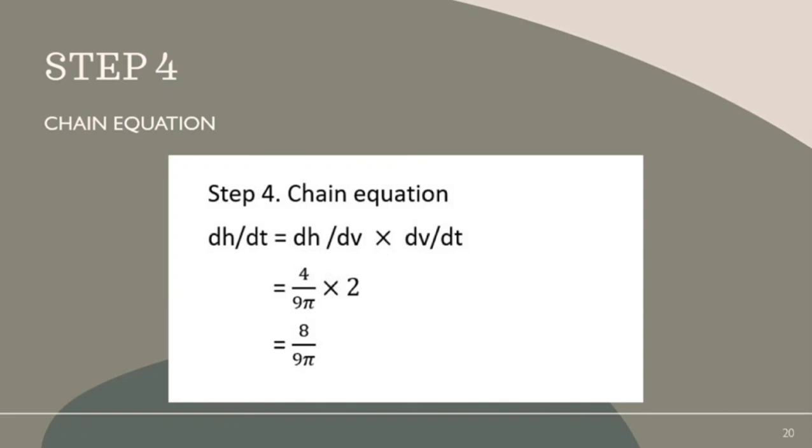And after that, we substitute the answer. But do we have dH over dV? No, we just have dV over dH. So what to do? Turn it upside down. So from 9 pi over 4, we get 4 over 9 pi. Times by 2, and we get 8 over 9 pi. And this will be your final answer.